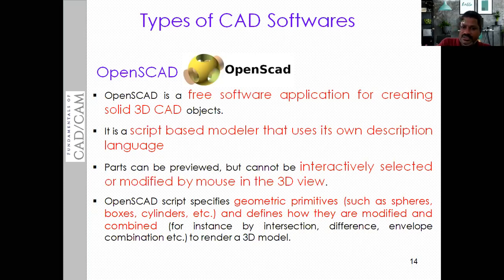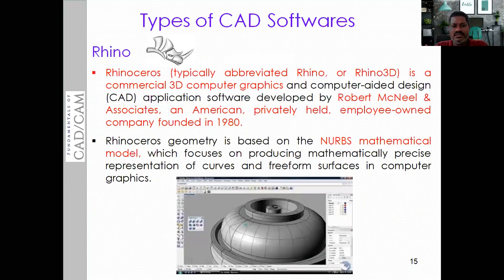Okay, so it is interactively selected or modified by the mouse in 3D view. Of course, everywhere we use the mouse. OpenCAD script specifies the geometric primitives such as spheres, boxes, cylinders, as I said just now. So you have to select the script and modify the script as per your requirement to generate the primitives. Primitives means the shapes, such as spheres, boxes, cylinders, and it defines how they are modified and combined. So the script is going to define everything, right? You are taking the script and modifying it because it tells everything for us. So this is OpenCAD.